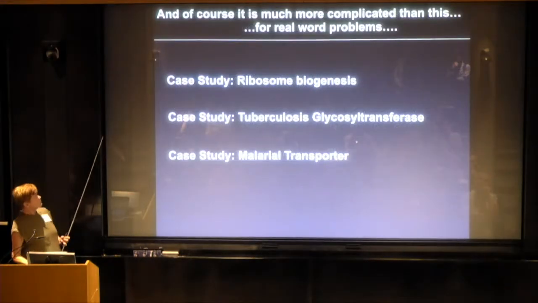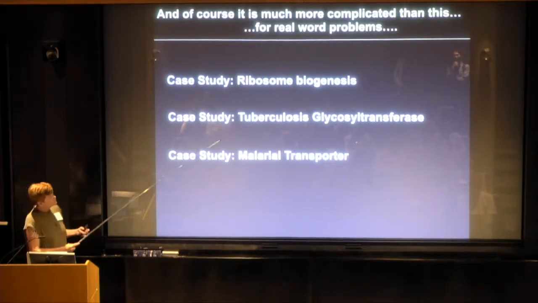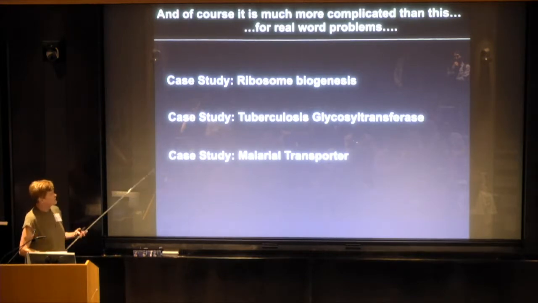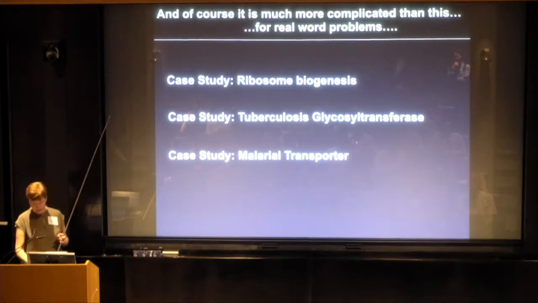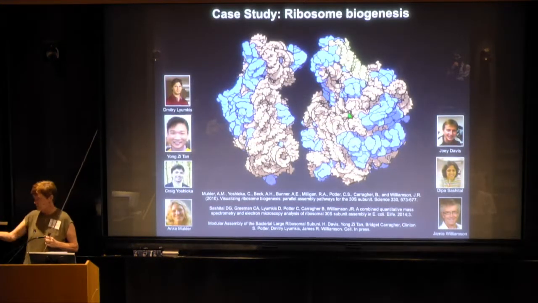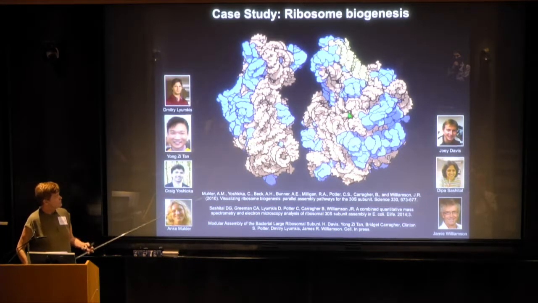Okay, so in terms of those bottlenecks, of course, the real world is much more complicated than these toy problems I've been showing you, and I'll just show you a few case studies. One is quite old, and these two are brand new. And the first case study is to do with studying ribosome biogenesis, so a little bit different from Joachim, but at least everybody's familiar with a ribosome.